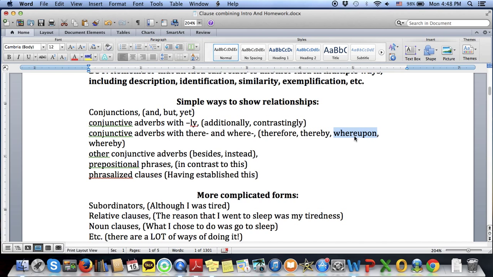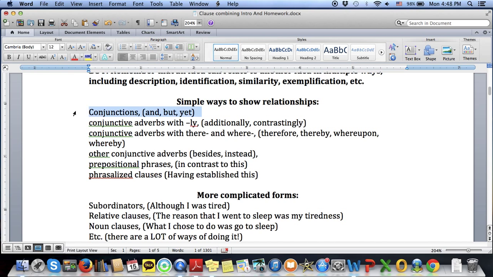Here's another one, whereupon. Like we said right here, these are adverbs that start with there and where. So when I say whereupon, that's basically like saying when, or as soon as something happened, something else happened. Whereby. This is similar to saying how. These are all very old adverbs in English.